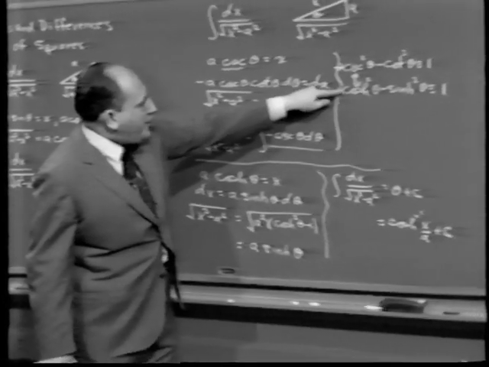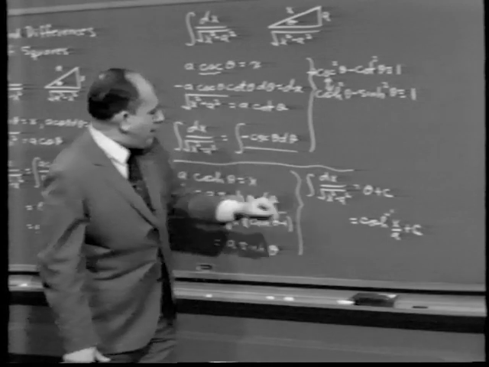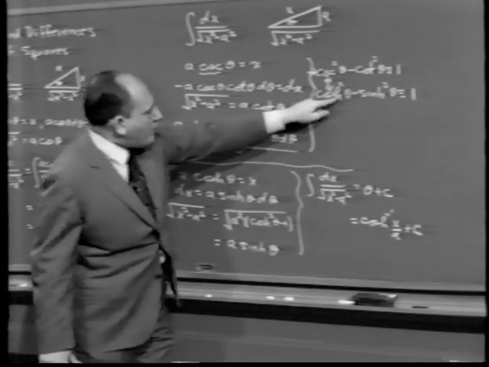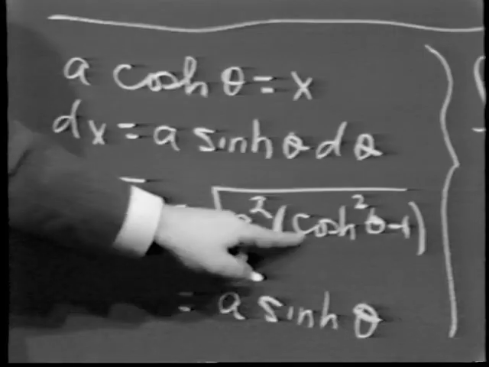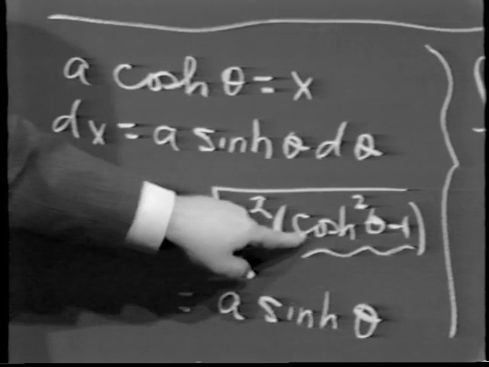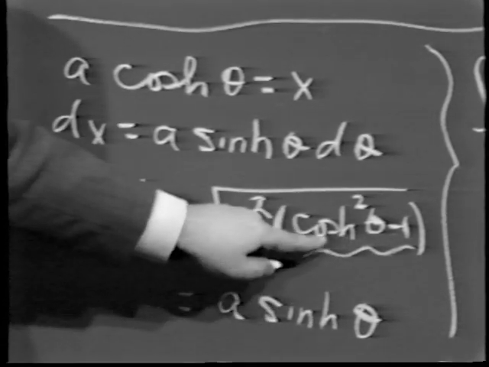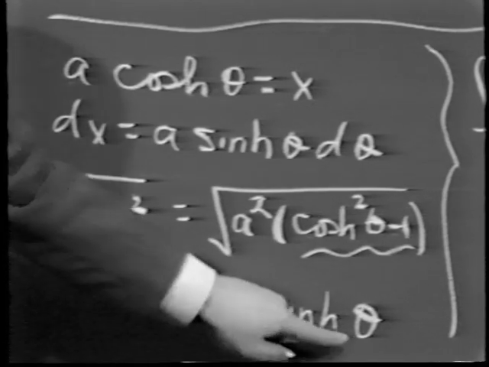Cosh squared theta is 1 plus sinh squared theta, so cosh squared theta minus 1 is sinh squared theta. And you might say, wasn't that terrific? What a lucky break it was that this complicated expression just happened to be sinh squared theta, and now taking the square root, I get a sinh theta.